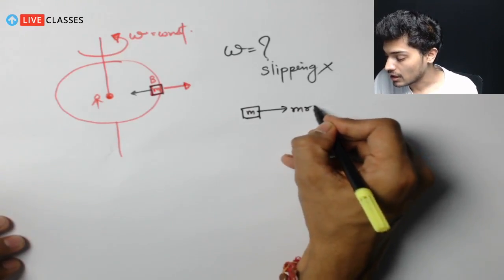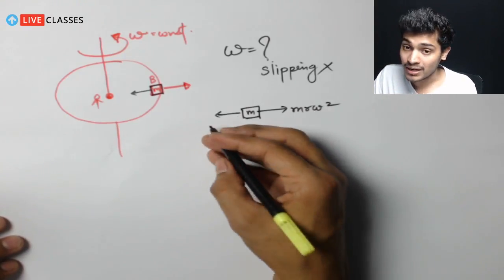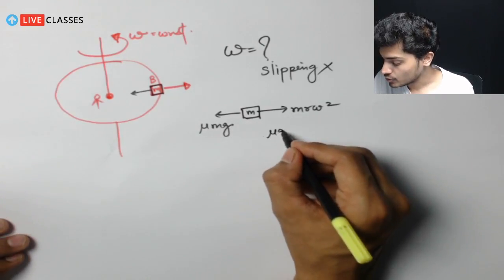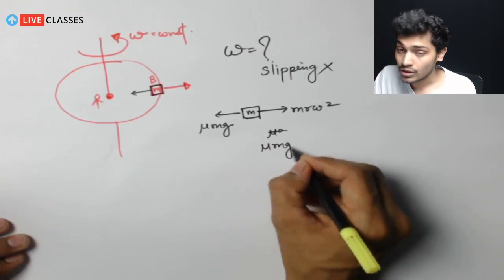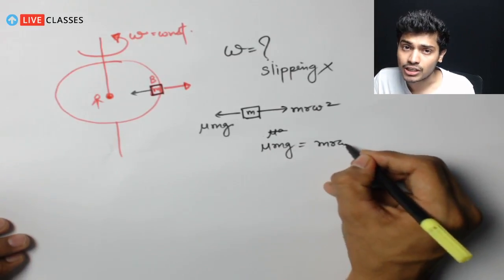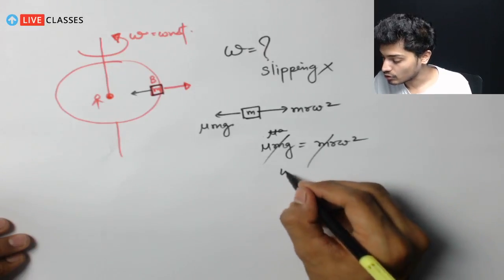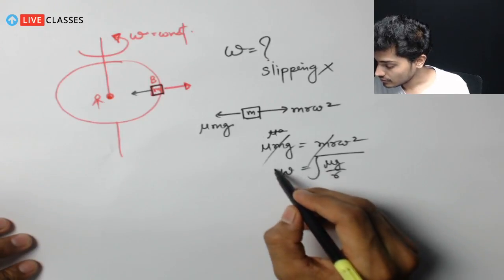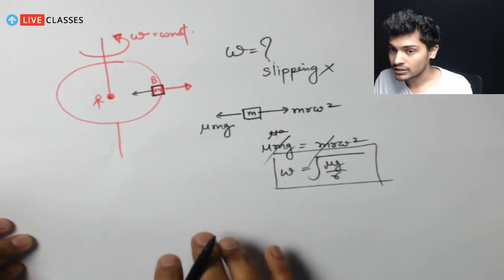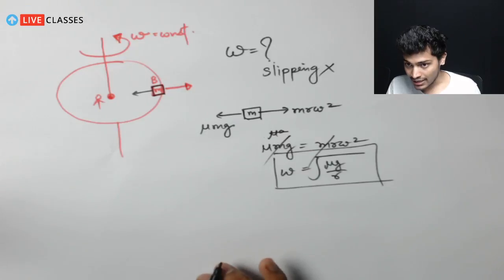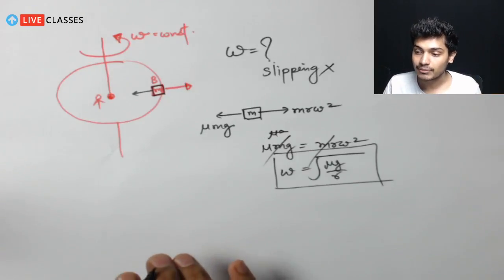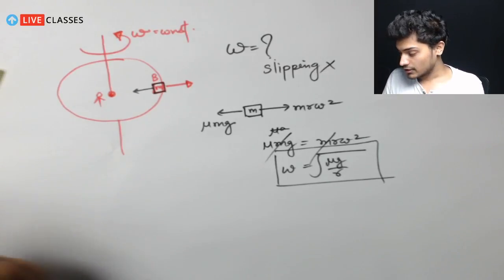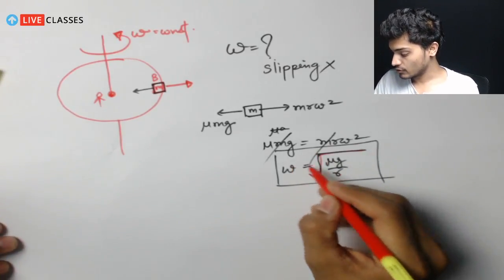So m r omega square here will get balanced by mu m g, right? When we equate these two, mu m g equals m r omega square, m will get cancelled out, and omega will be equal to square root of mu g by r. This will be the omega for which there would not be any slipping. After that slipping will take place. So this will be our omega max.